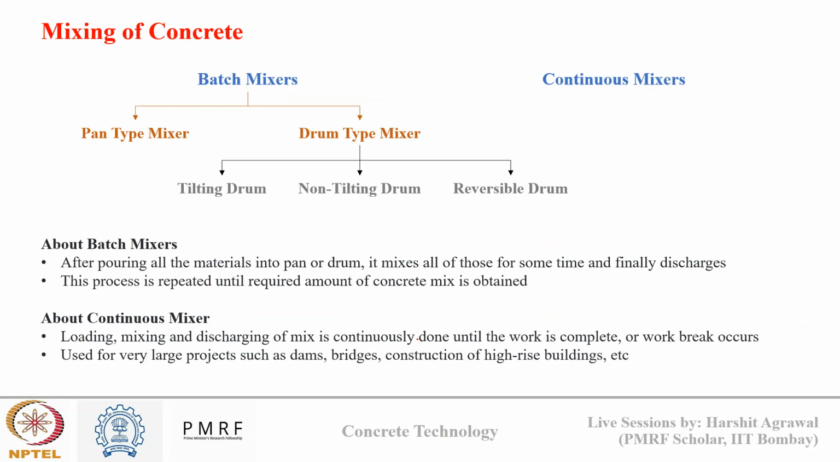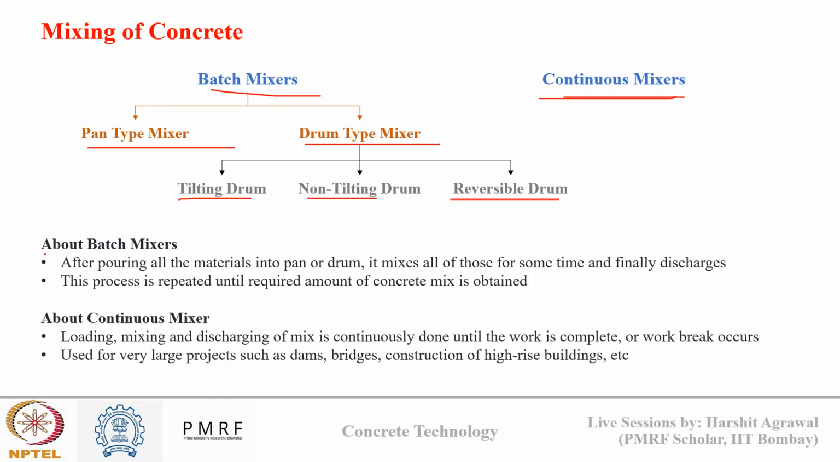Now, after batching is done, for mixing concrete, there are different types of concrete mixers. These concrete mixers are generally classified into two categories. We have batch mixers and we have continuous mixers. In a batch mixer, I can have a pan type mixer or a drum type mixer. In drum type, there is tilting drum, non-tilting drum, and reversible drum. And in continuous, it is just a single category, continuous.